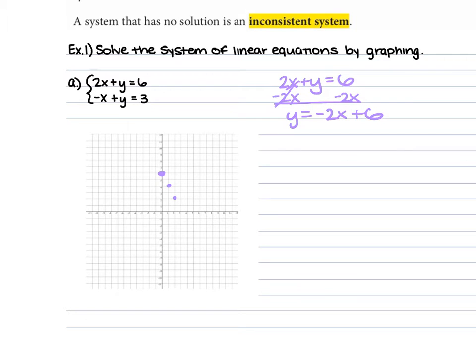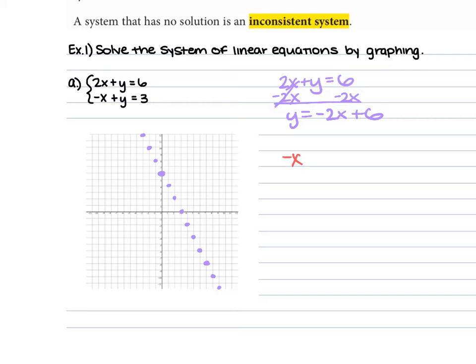Now, the reason why I'm doing this in your video and not in your notes is because with this video, I can't draw a straight line. So I want to make sure that I have all of my ordered pairs throughout all of my graph, so that way I can see exactly where these two lines are going to intersect. So that's my first line.